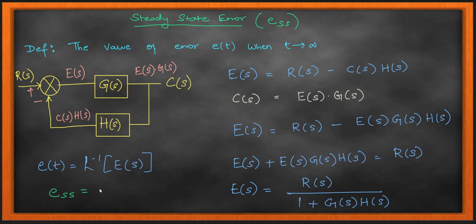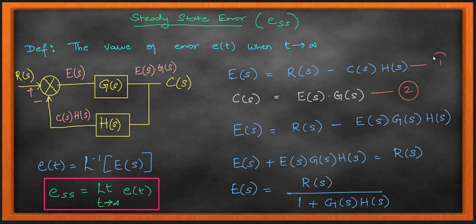And now in order for this error to be a steady state error, your T must approach infinity. So then I have to apply my limits: T tends to infinity, E of T. Right, so that is your steady state error definition and also the mathematical representation.